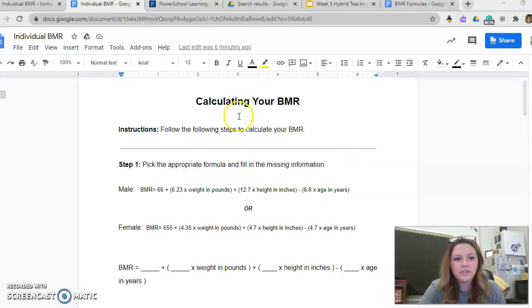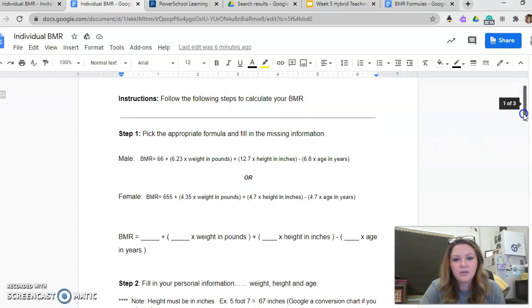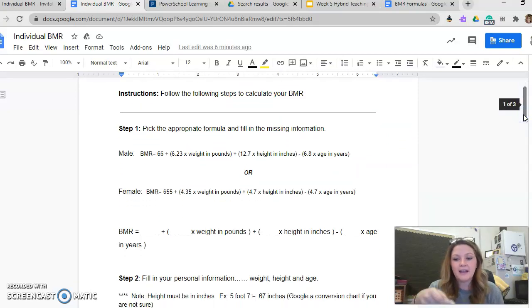So you should have this sheet pulled up, your individual BMR, okay? So we're going to calculate your specific BMR. This is specific to you, okay? You also need to have a calculator. I'll have my phone here, okay? Because it's just easy, right?